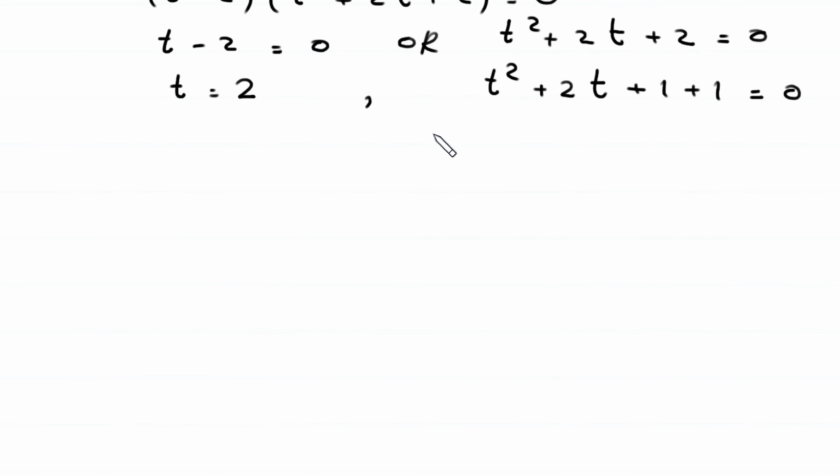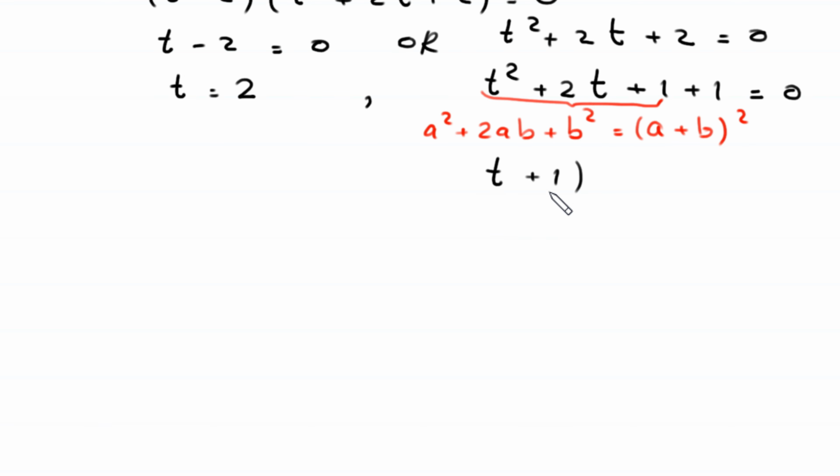By using this algebraic identity, a squared plus 2ab plus b squared is equal to a plus b whole squared, this t squared plus 2t plus 1 will become t plus 1 whole squared, plus this 1 is equal to 0. Move this 1 to the right hand side, this will become t plus 1 whole squared is equal to negative 1, and from here we take square root of both sides.